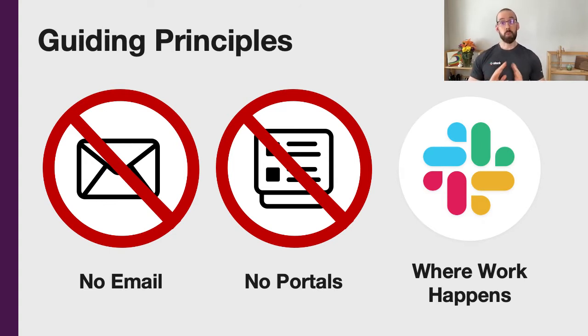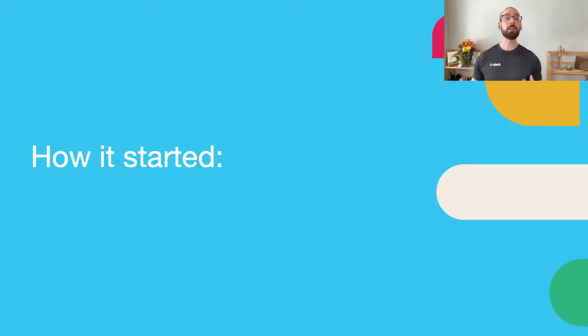Secondly, we don't use portals. So any portal-based support, like the Jira Service Management portal, that's off limits. There's an expectation that all services are provided on the platform itself, because Slack is where work happens. So here's how things were set up when I first started.